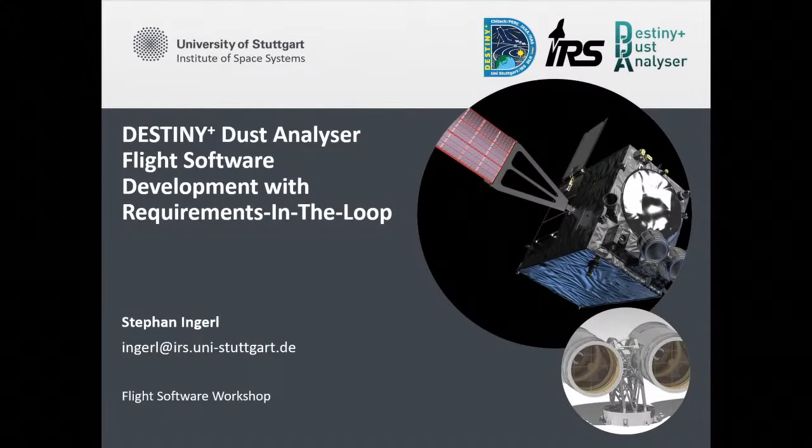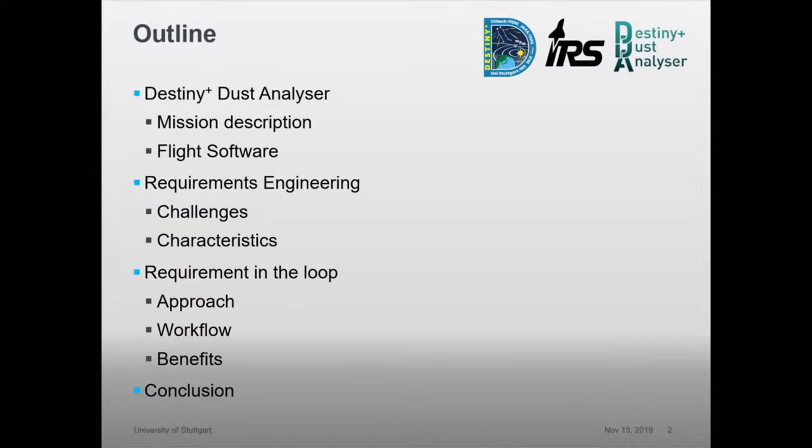So we heard a lot about processor in the loop, hardware in the loop, software in the loop. And now I want to give you an overview of the requirements in the loop approach. Maybe none of you heard about it. Okay. So I want to give you a short overview about the Destiny Plus mission. Then about the challenges and the characteristics of requirements engineering. And then I want to show you the requirements in the loop approach.